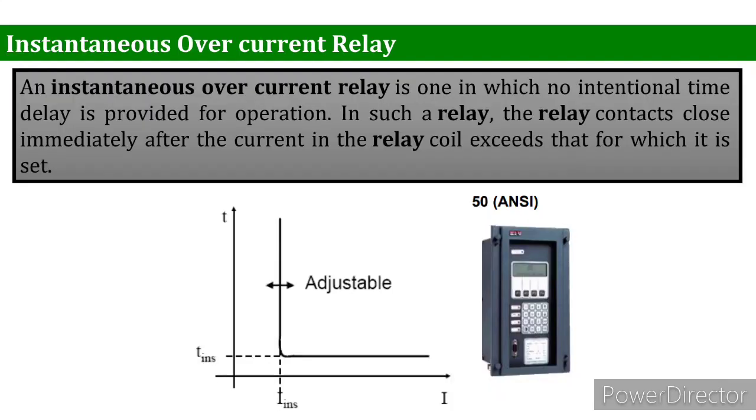The first type is the instantaneous overcurrent relay. An instantaneous overcurrent relay is one in which no intentional time delay is provided for operation. In such a relay, the relay contacts close immediately after the current in the relay coil exceeds that for which it is set. As the name suggests, that is instantaneous, so we cannot count the operating time.